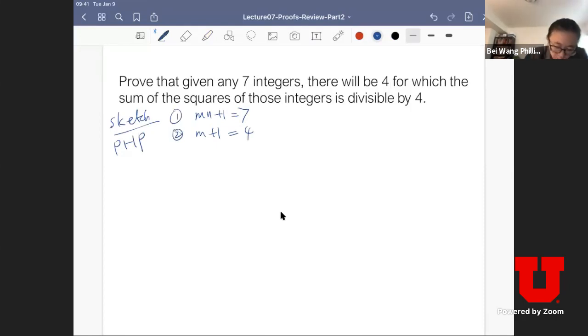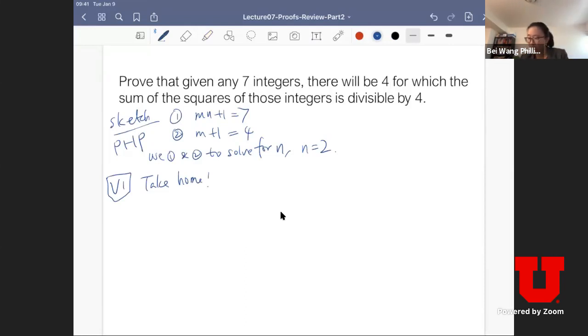So now, using this 1 and 2, I solve for n, right? So we get n is equal to 2. That means we're going to have 2 containers. So the question is, how do we design these containers? Version number 1, which I'm going to leave as take-home, is for you to think about what might be a good container design based on the property of being divisible by 4.